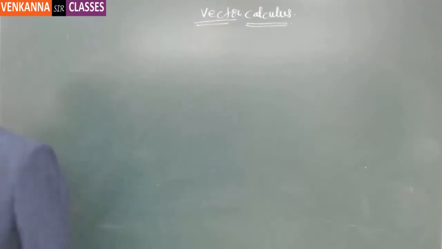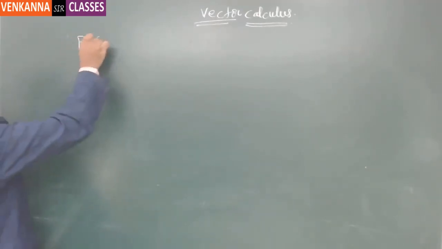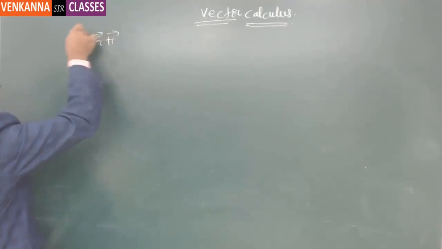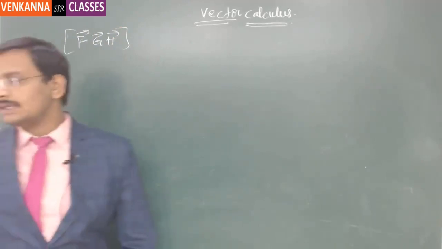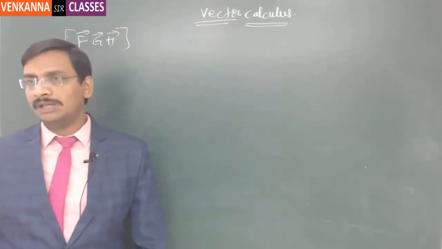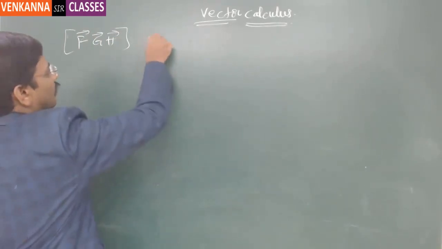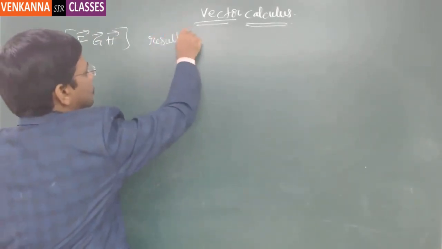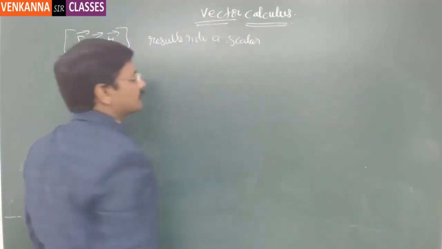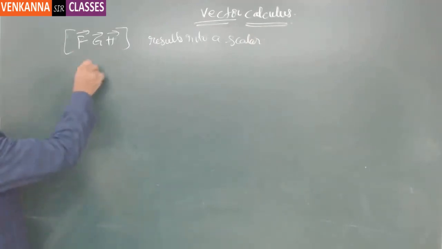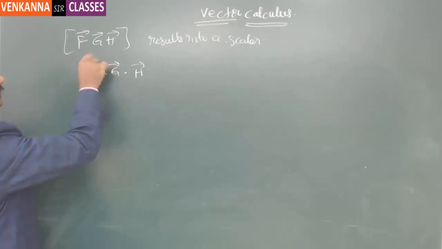So the scalar triple product of three different vectors is nothing but, suppose I have F, G, H, three different vectors like this, and then if there is a square bracket like this, then we call this the scalar triple product. The scalar triple product always results in a scalar. This is F cross G dot H. So this is the scalar triple product.